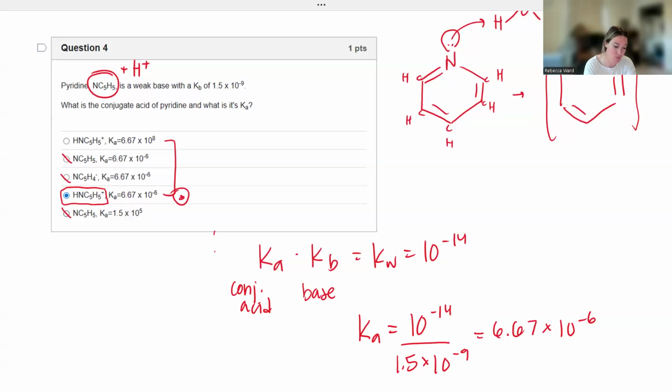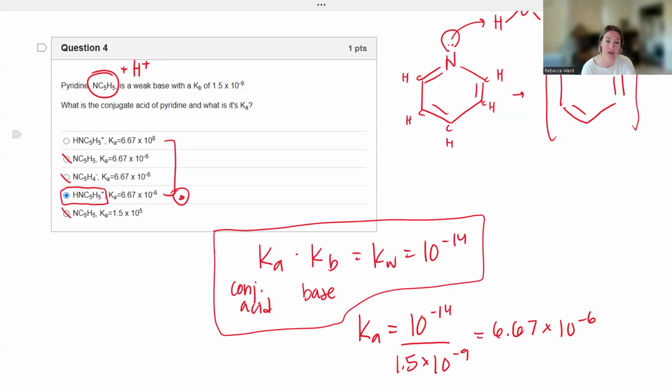Okay, so this is a really important relationship, and especially to remember that it's not just for any random base and any random conjugate acid, like it has to be the connected pair, right? Mathematically that only works when you're using Ka and Kb of the conjugate acid-base pair. So don't try and apply that to anything else. It has to specifically be for that pair.